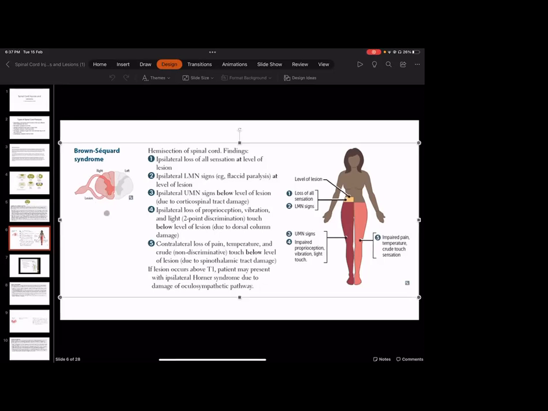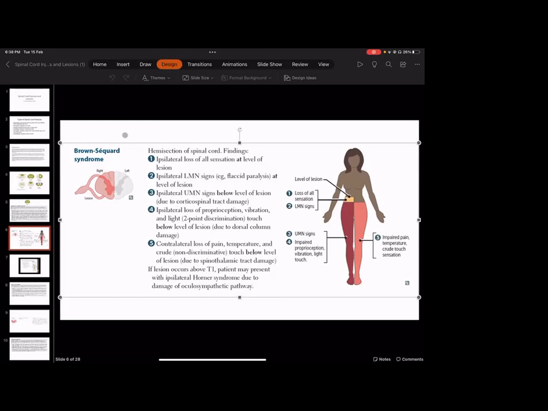So below it, there will be upper motor neuron signs. Why? Because you're damaging this part of it. The nerves that are supposed to go down will be damaged. The anterior horn below the level of lesion is fine. The only thing is the nerves have been cut, so they will lead to upper motor neuron lesions below the level of lesion, which will be spastic paralysis and all that sort of thing.